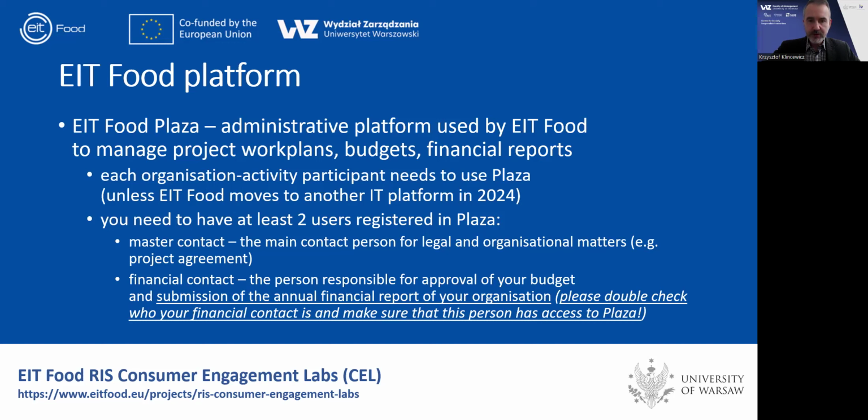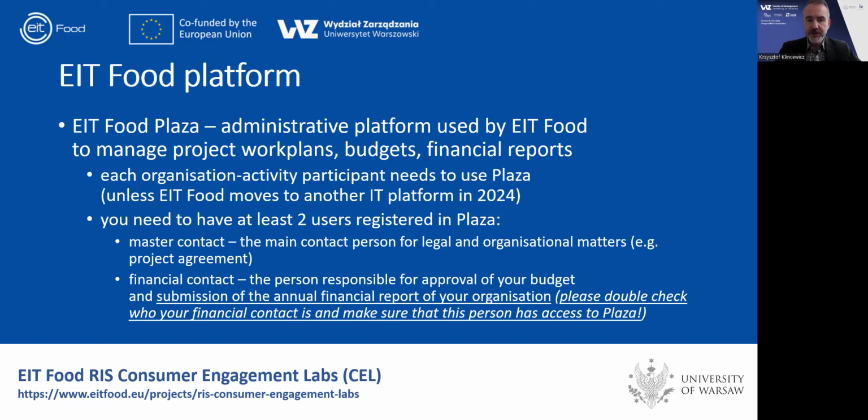Each participant, each organization that is registered in EIT Food Plaza needs to have at least 2 users who are formally registered on this platform. One user is called master contact, the other is called financial contact. The master contact is the main contact person, the person who will receive all of the formal communication coming from EIT Food, link to sign the contract.